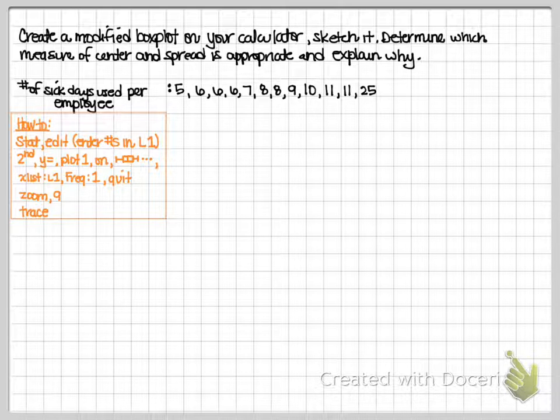And then choose the modified box plot. Notice that it's got those 3 little dots off to the side, or the dots off to the side. Identify that your X list is in L1, so be clear in where you put it. And we want frequency to be 1. After that, go ahead and quit out of the screen, and then we're going to go ahead and zoom 9 this, and then make sure you push the trace button.